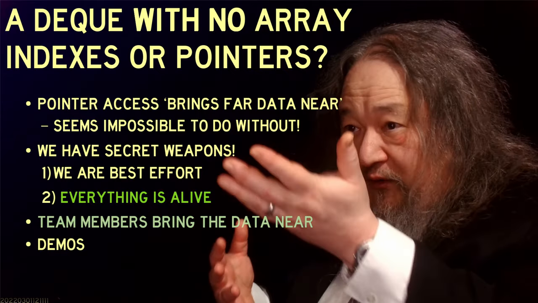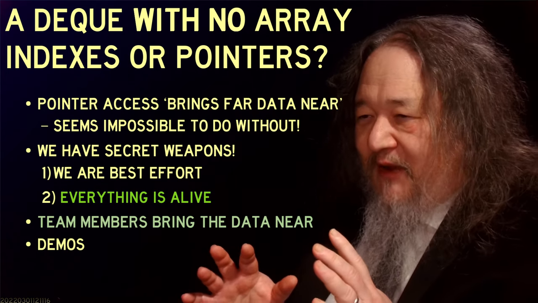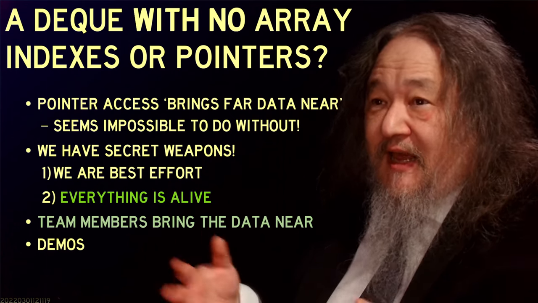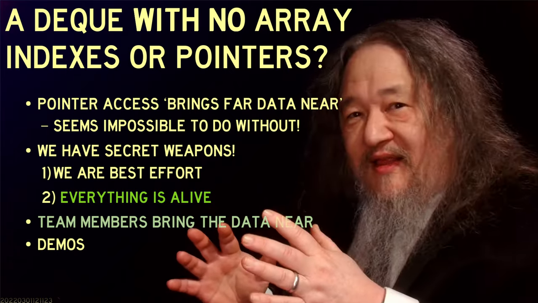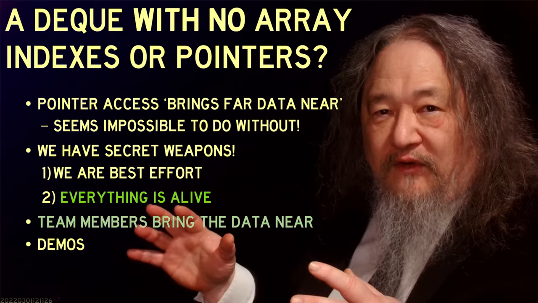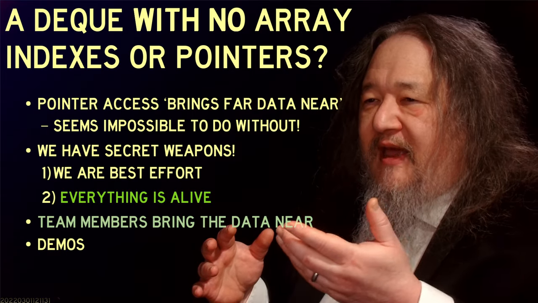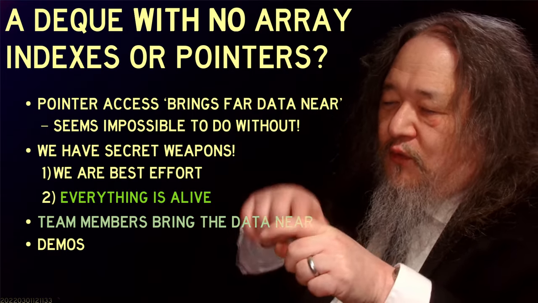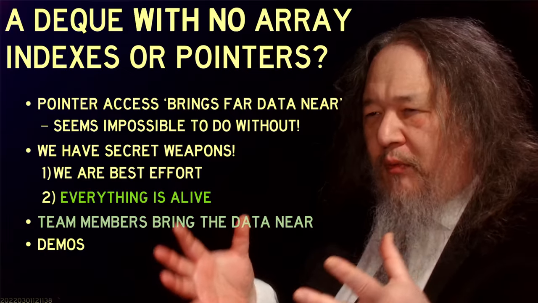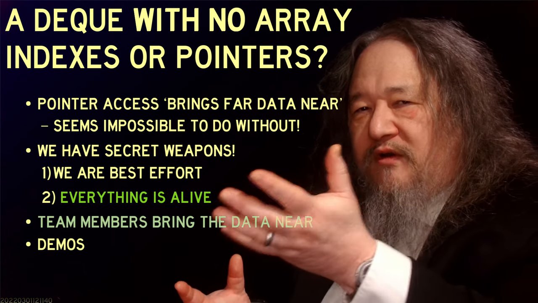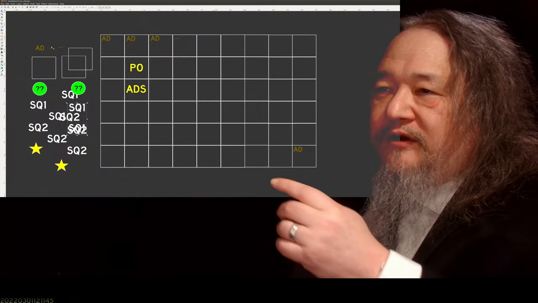But we have secret weapons. Number one, we're only best effort. So if we actually get messed up and we can't insert something, we can say, sorry, we can't insert it, and we're allowed to do that. Now, we shouldn't say that unless we're absolutely packed full, but it's up to us. And number two, everything is alive. Unlike having just the one thing that's doing the algorithm step by step, we have a bunch of stuff, all members of the same team, that can work together to bring the data close. So let's take a look at a cartoon first.